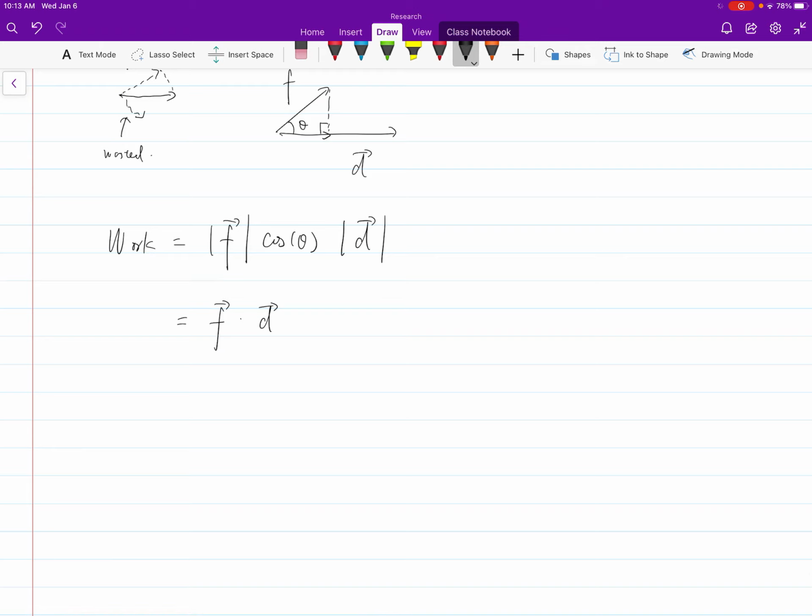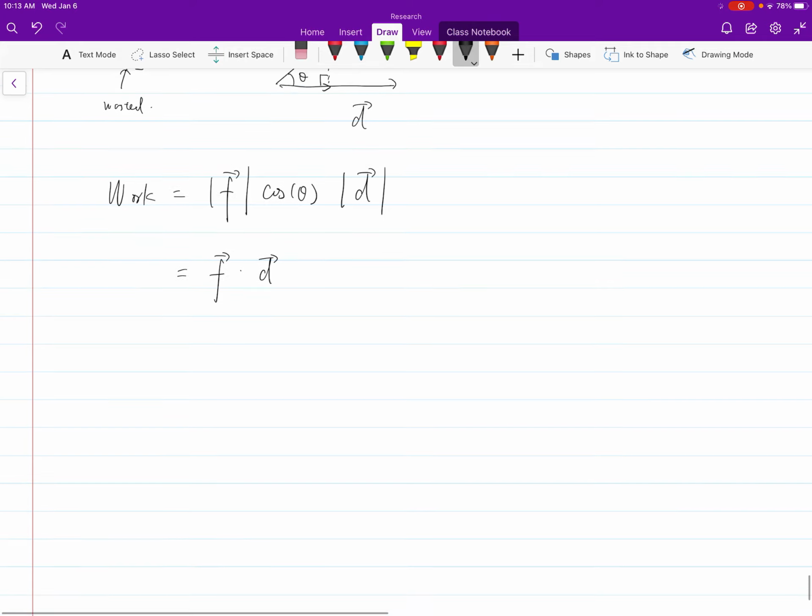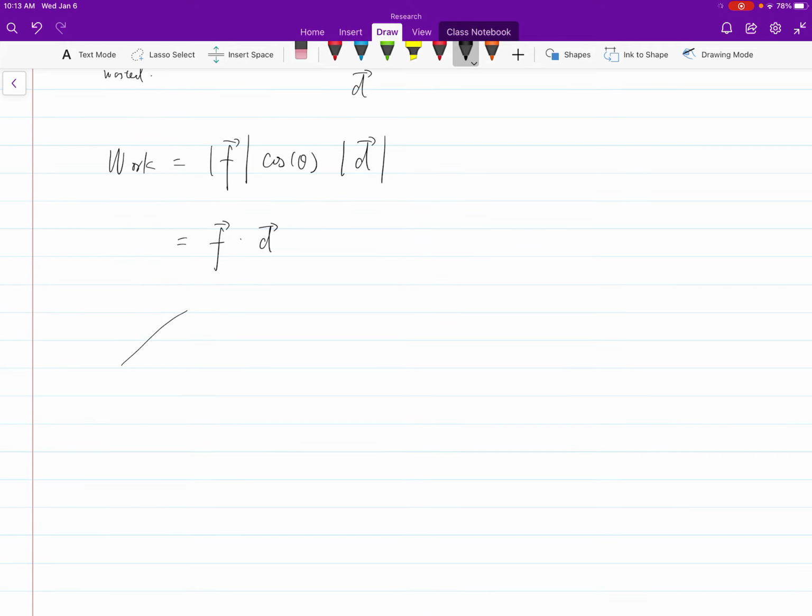So if you have a work, you have a force, you have a distance, they're in different directions, or even if they're in the same direction, you just take theta to be 0, you can simply take the dot product to calculate the work.